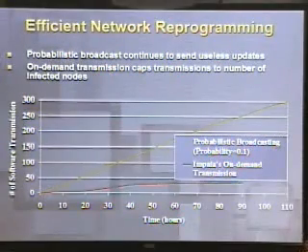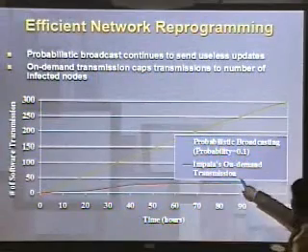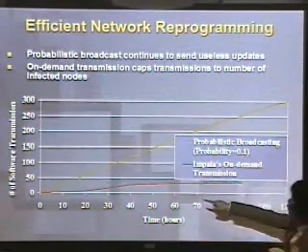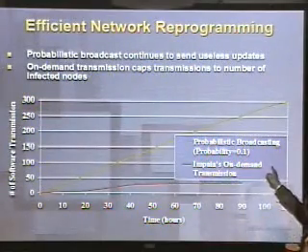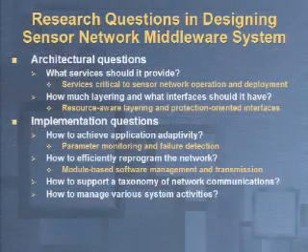This graph shows the number of software transmissions performed in the same experiments. As you can see, Impala's on-demand transmission increased with the number of updated nodes, but the probabilistic broadcasting increased linearly over time.